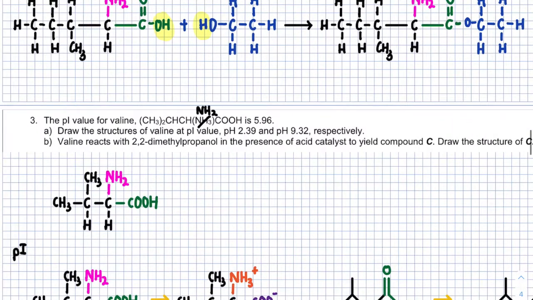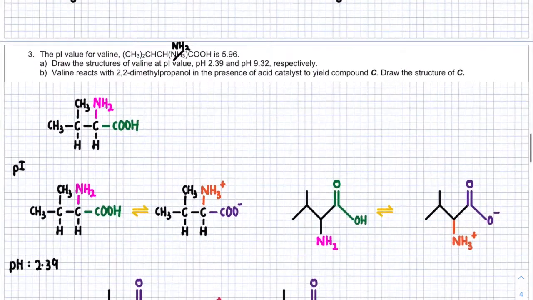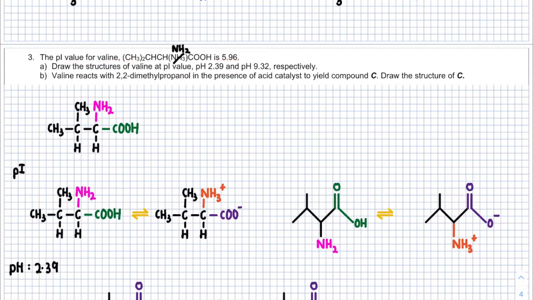Okay, next structure. Okay, next question number 3. Here it mentioned that the PI value for valine is 5.96. So, kat soalan tu sebenarnya kat sini NH3 kan, betul kan dia adalah NH2. Okay, COOH is 5.96. So dia minta draw the structure of valine at PI value, pH 2.39 and 9.32 respectively. So the structure dia minta in terms of 3 pH lah.